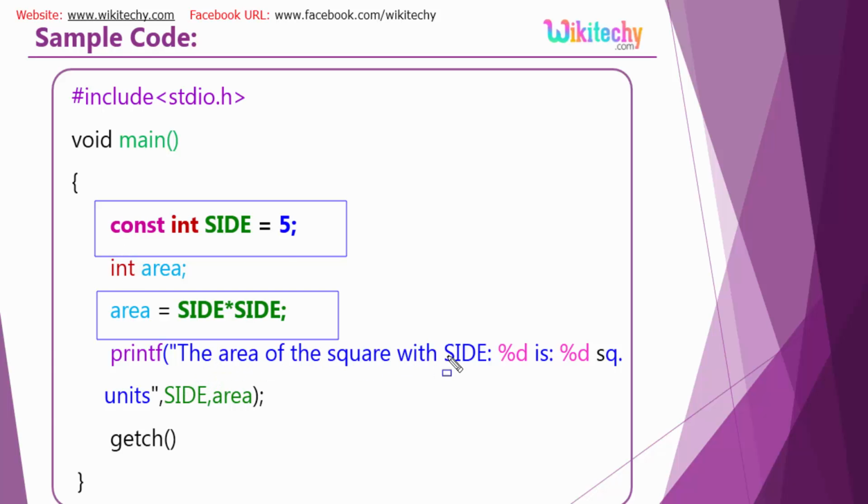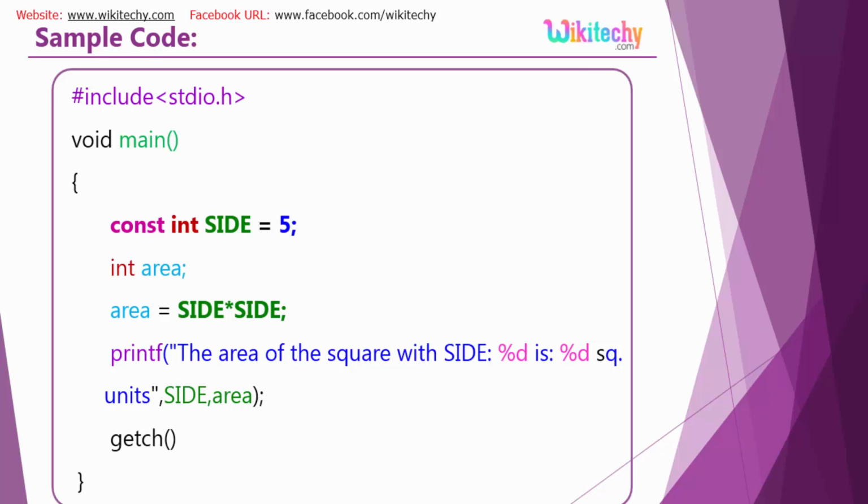So the area of the square with the side %d, side is this one, and %d is area. So side 5 into 5 is 25. getch is to hold the output window. Let's see a typical practical thing to understand how the constant is working.